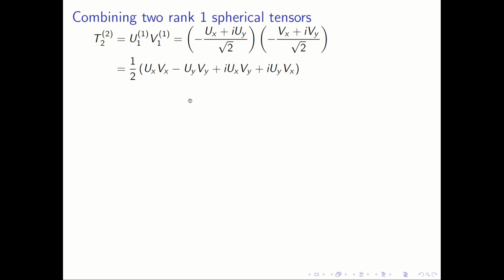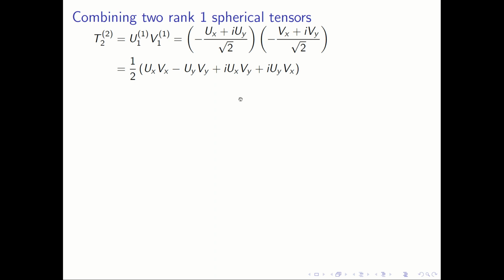Now if you want to write it in terms of Cartesian components, you know that u11 is just minus ux plus iuy by root 2, and this one is minus vx plus ivy by root 2, and you multiply them together, and this is what you end up with. By the way, we have already seen this before. In the special case when we used both u and v as the same operator, you would end up with ux square minus uy square minus I ux uy plus I uy ux, which is exactly what we had a while ago.